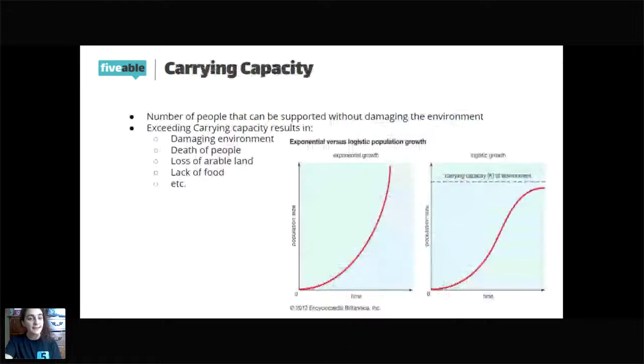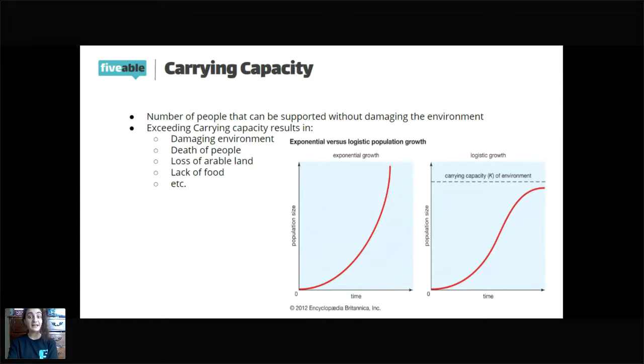So, carrying capacity. I'm pretty sure you guys are familiar with this. Carrying capacity is the number of people that can be supported without damaging the environment. That means each region, each country, each environment has a different carrying capacity depending on the resources available, and the technology and the other stuff going on in the economy of the country. So carrying capacity differs from region to region.